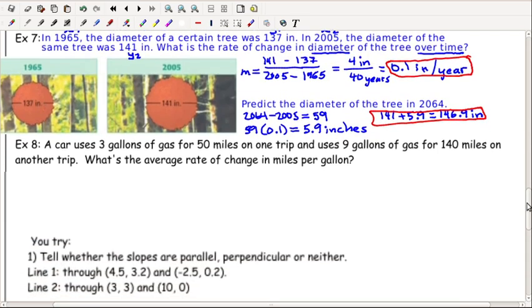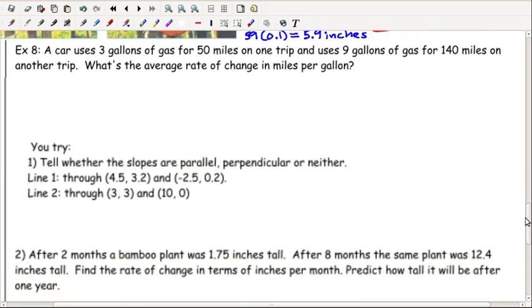All right, one more example, and then it's your turn. A car uses 3 gallons of gas for 50 miles on one trip, and uses 9 gallons of gas for 140 miles on another trip. What is the average rate of change in miles per gallon?